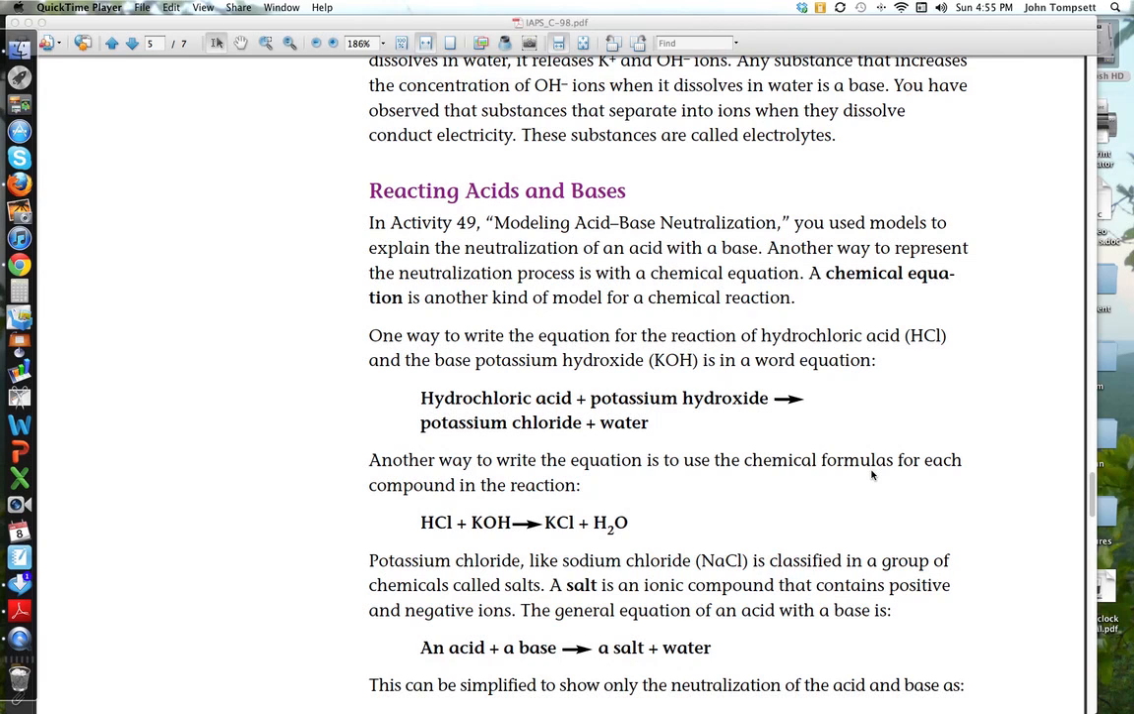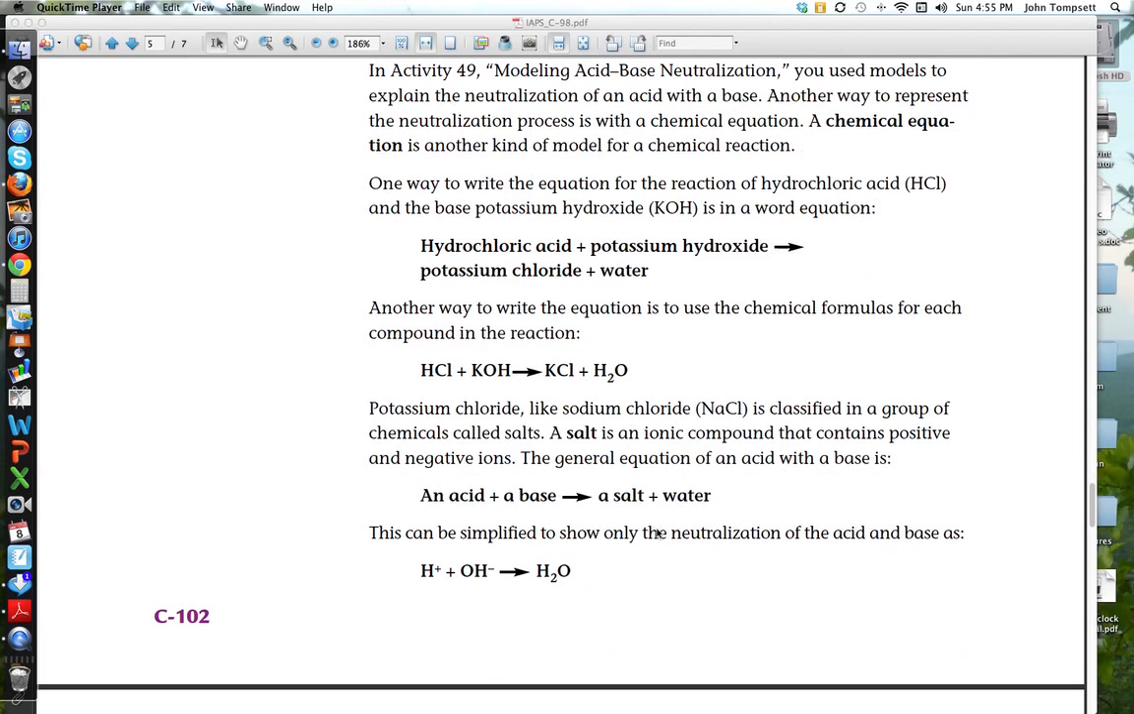Another way to write the equation is to use the chemical formulas for each compound in the reaction. You can see they've done that here. HCl, hydrochloric acid, plus KOH, potassium hydroxide, will yield KCl, that's potassium chloride, plus H2O, that's water. Potassium chloride, like sodium chloride, is classified in a group of chemicals called salts. A salt is an ionic compound that contains positive and negative ions.